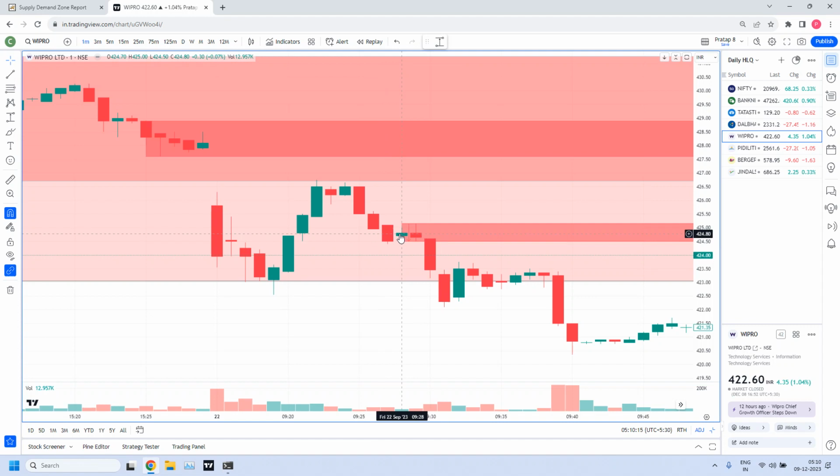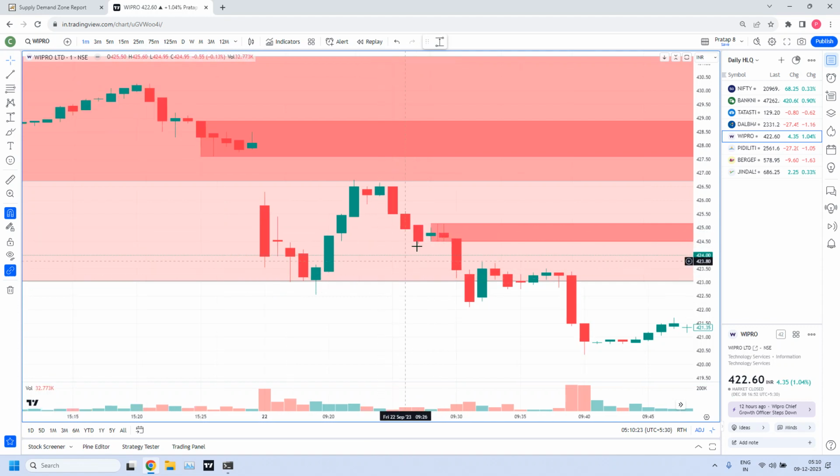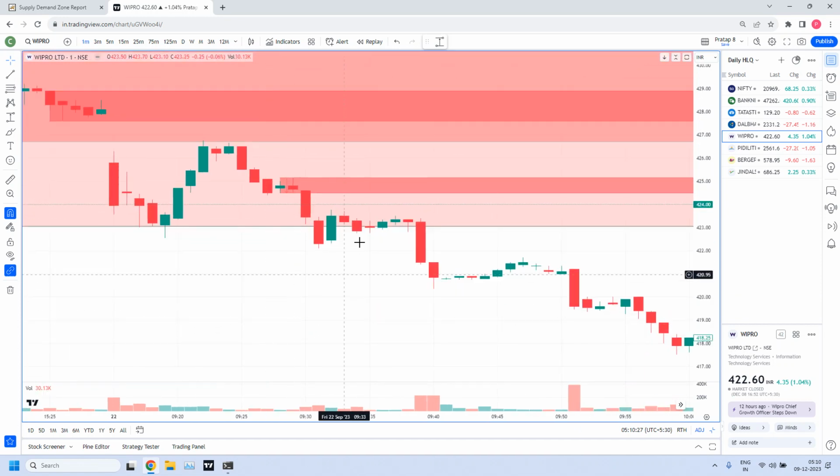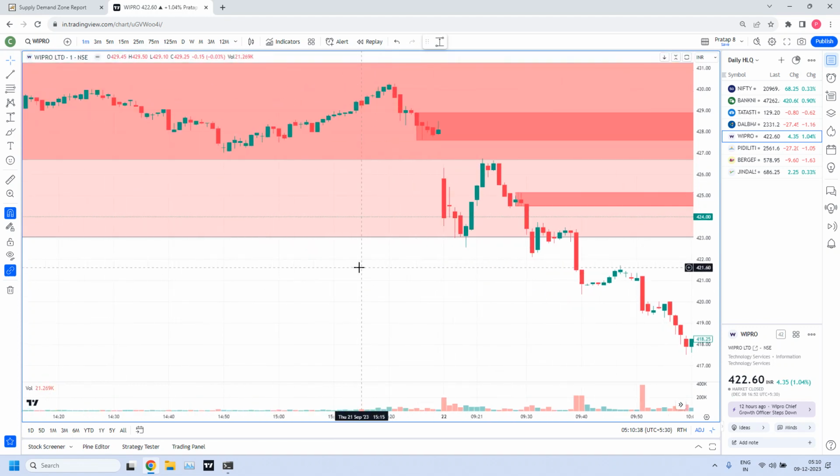What is the low? 424.50. This candle low is 424.50. Both these candles' lows are the same. This is the way we have drawn the zone. Based on this, the stop loss, the entry, and how much risk we can take, everything we will decide as per our rules.